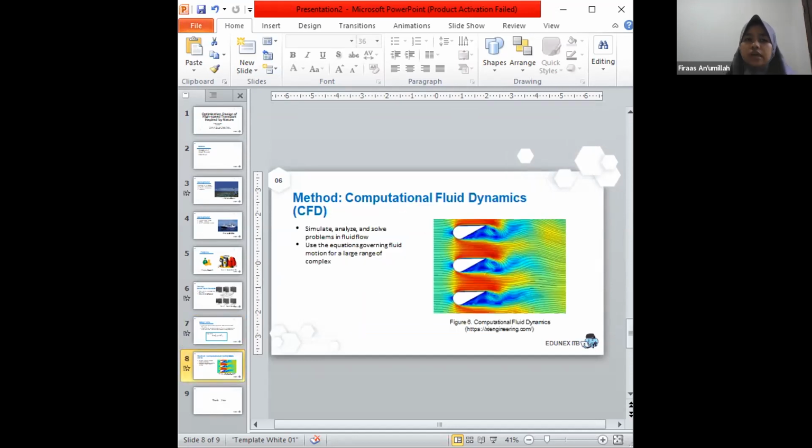For the method of this research, it is computational fluid dynamics. CFD is a branch of fluid mechanics that uses computer-based numerical analysis and algorithms to simulate, analyze, and solve problems in fluid flow. And then CFD makes it possible to use equations governing fluid motion for a large range of complex situations, providing both insight and quantitative prediction.